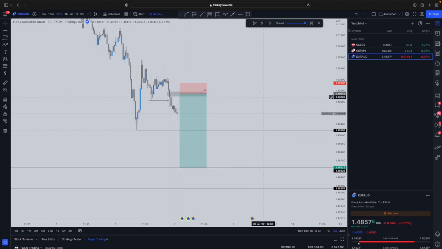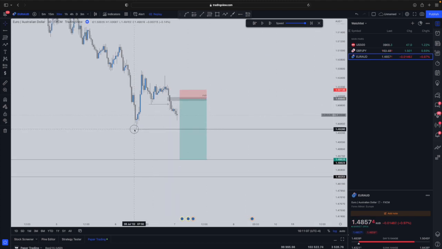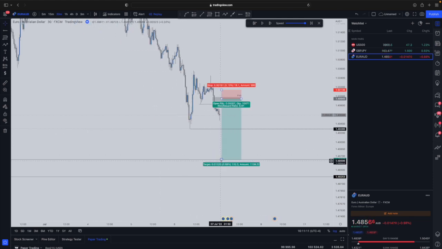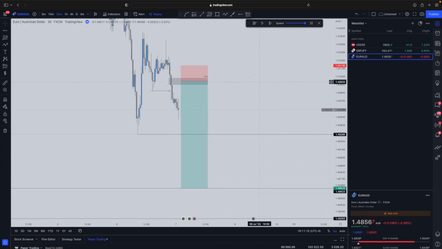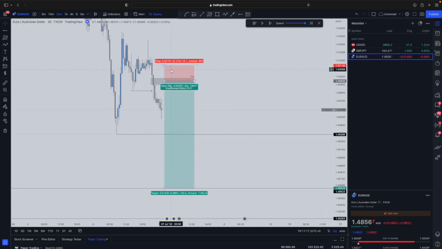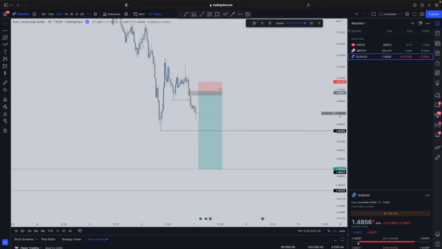My TP1 would have been here, and then my TP2 would have been all the way down here, or TP3. Our stop loss was 19 pips, and I believe my TP1 was around 38 or 39 pips, something like that. But overall, this was my target 2 and then my target 3.